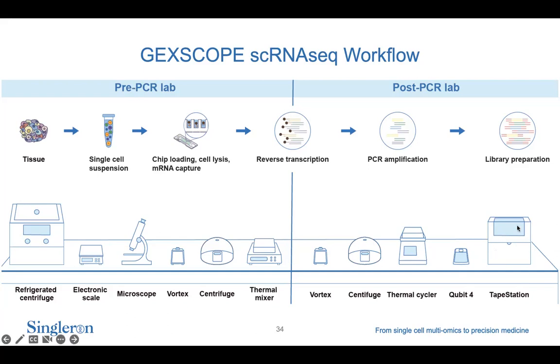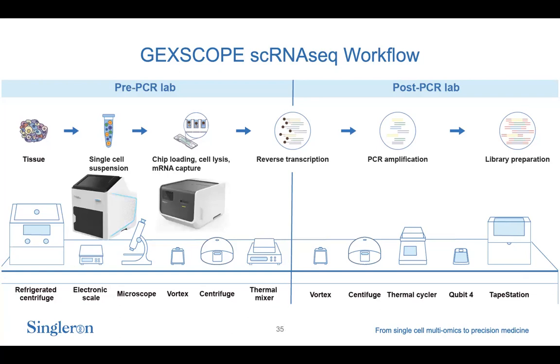And you would need to have a TapeStation. So this is an automatic electrophoresis station that will enable you to do the quality control steps during the preparation of the NGS libraries. Okay, so these would be the instruments that you actually need to have in your lab.